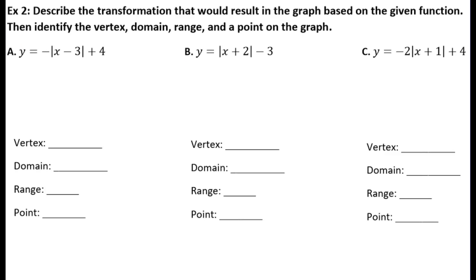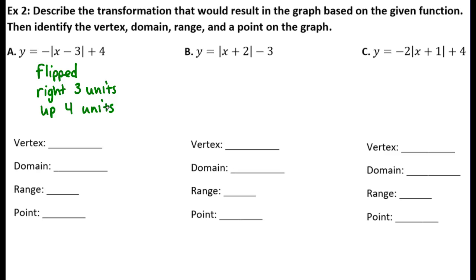So in this next example, it says, describe the transformation that would result in the graph based on the given function. Then identify the vertex, the domain, the range, and a point on the graph. Okay, so when I look at A, my A is negative, therefore this graph is going to be flipped upside down. Since I have a negative on the inside, remember, negative h value means that we're going to be shifting it to the right 3 units. And a positive 4 on the outside means that we're going to be shifting our graph up 4 units.